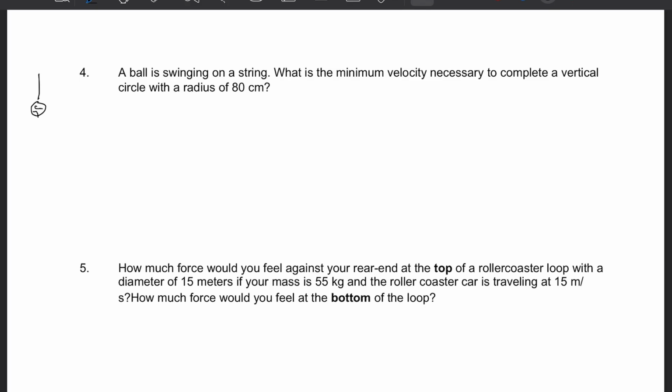Okay, minimum velocity, that's one that we are learning and getting used to. Let's just remember that it's the square root of RG. We've derived it a couple times in class and on this worksheet. Now this 80 centimeters for the radius, we don't do centimeters, we do meters, so we'll have to convert that. Let's get our formula written down, square root RG, and then the radius of 80 centimeters. There's 100 centimeters in a meter, so 80 centimeters would be 0.8 meters.